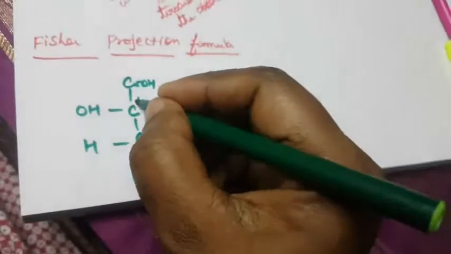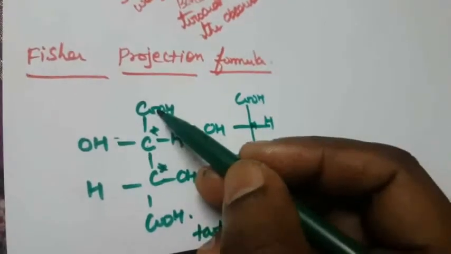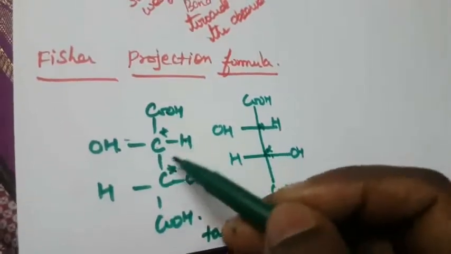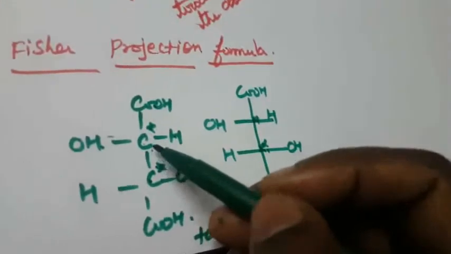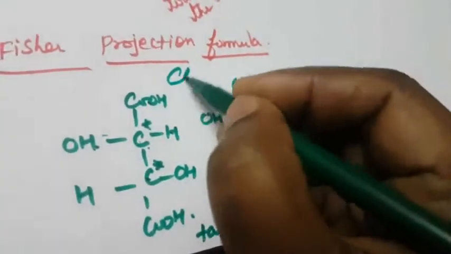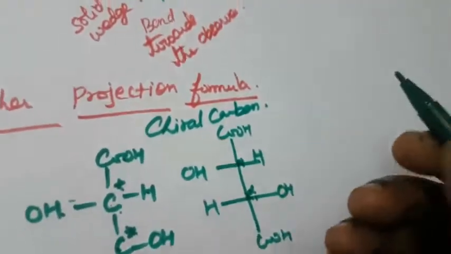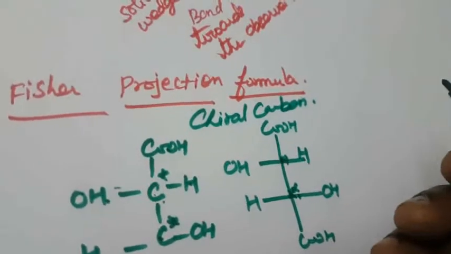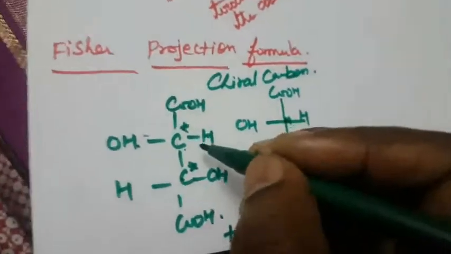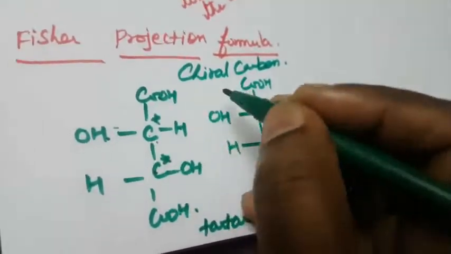This is called a chiral carbon. What is meant by a chiral carbon? The carbon containing four different groups. So here there is a COOH group, an OH group, an H group, and again a carbon group. So if one carbon has four different groups attached, it is called a chiral carbon or chiral center. The chiral atom lies in the plane of the paper.